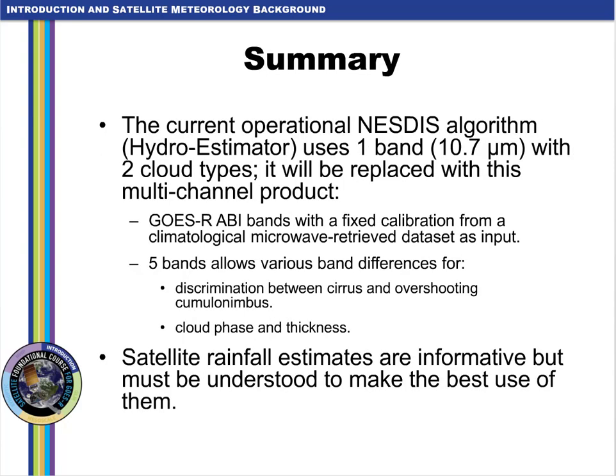In summary, the current operational NESDIS algorithm, the Hydroestimator, uses one band, the 10.7 micron band, with 2 cloud types. It will be replaced with this multi-channel product, using the GOES-R ABI bands with a fixed calibration from a climatological microwave retrieved dataset as input, and 5 ABI bands that allow various band differences for discrimination between cirrus and overshooting cumulonimbus, and also account for cloud phase and thickness. Satellite rainfall estimates are informative, but must be understood to make the best use of them.